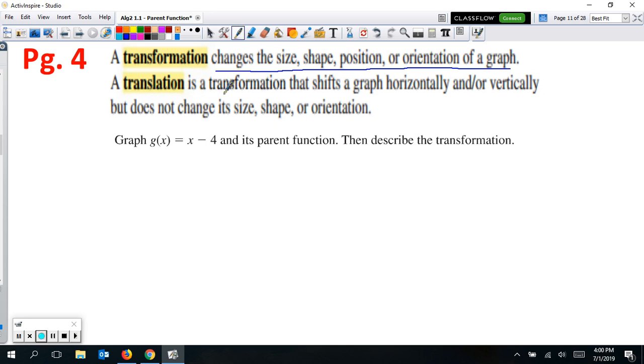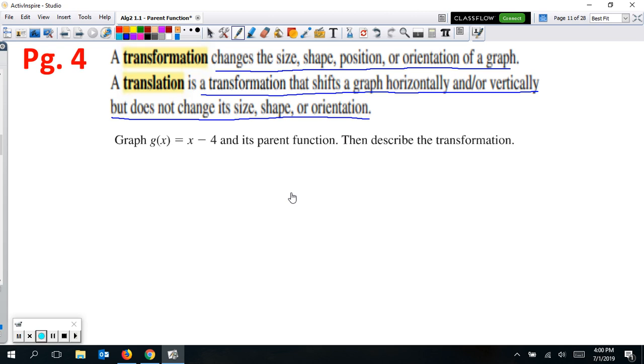So translation, and write this down, is a transformation that shifts the graph horizontally or vertically, but does not change its size, shape, or orientation. It's only going to change its position. So this translation is all about position. Where is it going to be positioned?